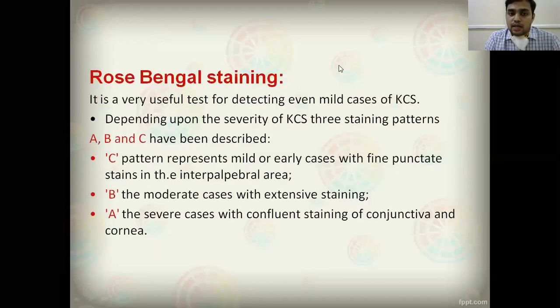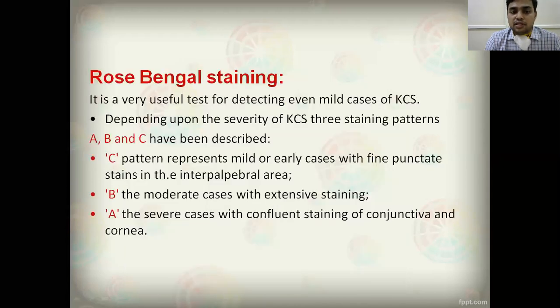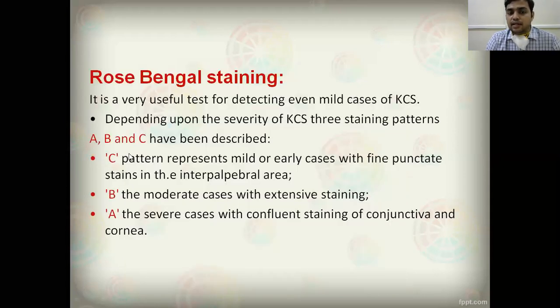Next one is Rose Bengal staining. This is also a very sensitive test. It helps in identifying the mild cases of keratoconjunctivitis sicca. Based on the severity of the keratoconjunctivitis sicca, 3 staining patterns are seen. This is a red colored dye, which is instilled in the conjunctival sac, and we observe the staining of the conjunctiva and the cornea. Based on the staining, the 3 patterns are identified.